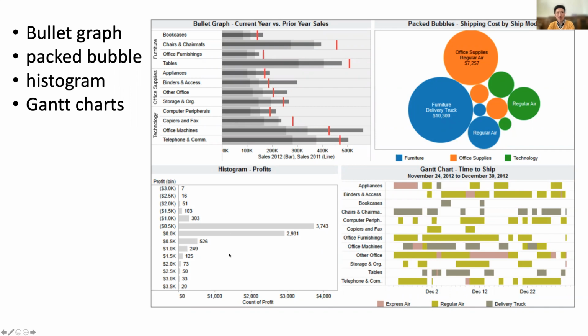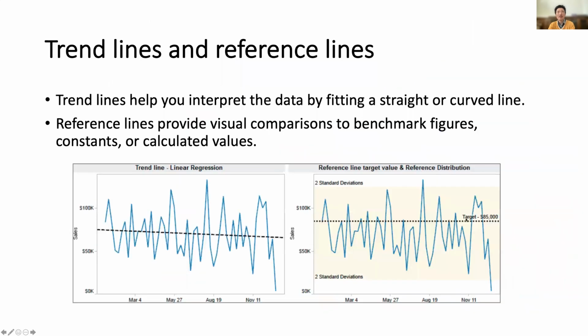And you can have a histogram, which we'll explain later. And this is the Gantt chart. And you can add trend lines, or sometimes almost like regression lines. So this is linear regression. This is something extra you add to the data set, and it's possible to do.